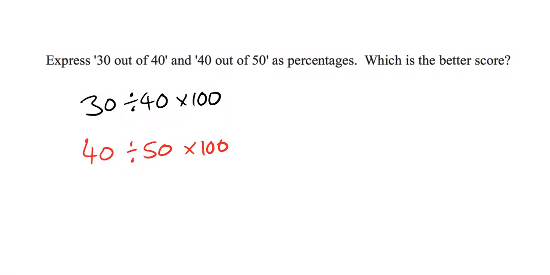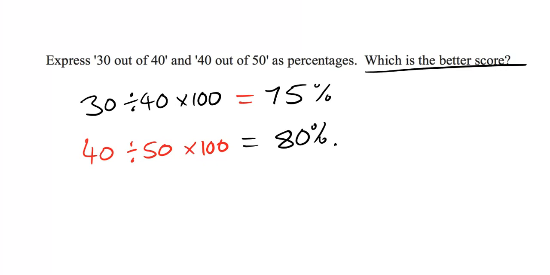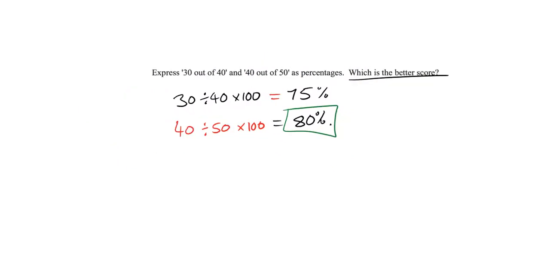Okay, so if we do that on a calculator, we're going to have 30 divided by 40 times 100. Well, that is going to give us 75%. If I do 40 divided by 50 times 100, I am going to get 80%. So our question was, which is the better score? Well, 40 out of 50 is the better score because it gives us a higher percentage. Percentages such as this are really useful in helping us to compare scores.